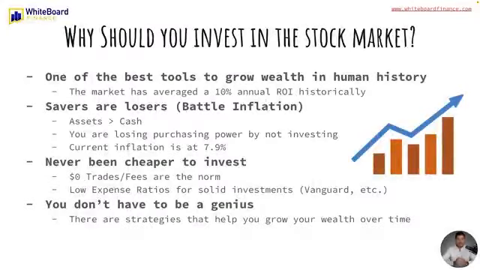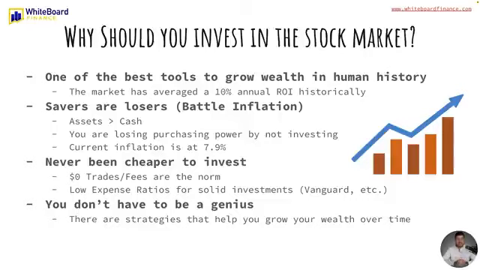Well, historically, it's been one of the best tools to grow wealth throughout human history. The market has averaged a 10% annual return on investment historically over time. And then the second biggest bullet point, which we're going through right now at the time of this recording, is high inflation. So you have to realize savers are losers.